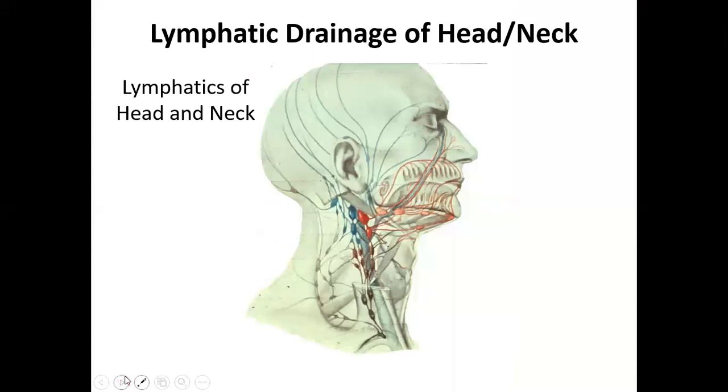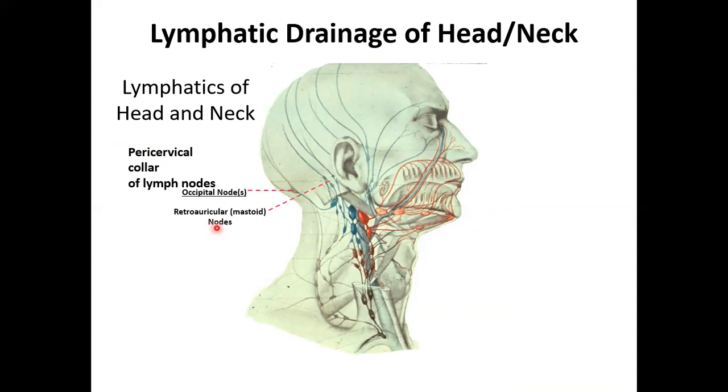Okay, so lymphatic drainage of the head and neck. You can see there are multiple different lymph nodes and groups of lymph nodes here. So first off, these are considered the pericervical collar of lymph nodes. So you have the occipital nodes, again, over in this area of the skull, which is like the occipital bone. You have the retroauricular nodes. So retroauricular translates to behind the ear. Retroauricular, also known as the mastoid nodes because the mastoid process is a part of the bone that's back here too.